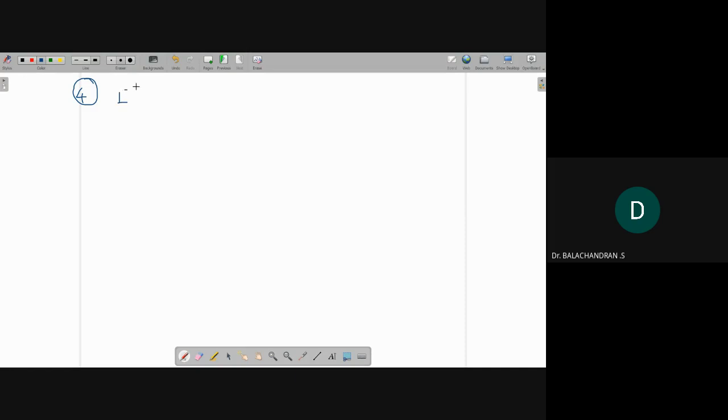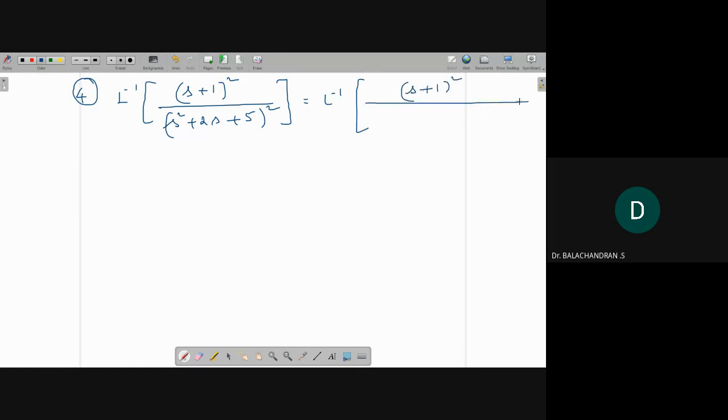So next problem, L inverse of (s plus 1) whole square by (s square plus 2s plus 5) whole square. What is the first step? First write the denominator in the form of (s plus 1) whole square plus 4, whole square. Using first shifting theorem, this is equal to e power minus t L inverse of s square by (s square plus 4) whole square.